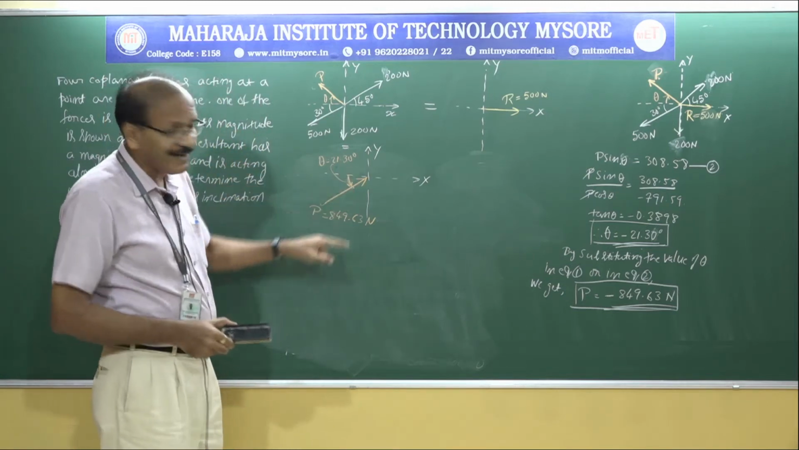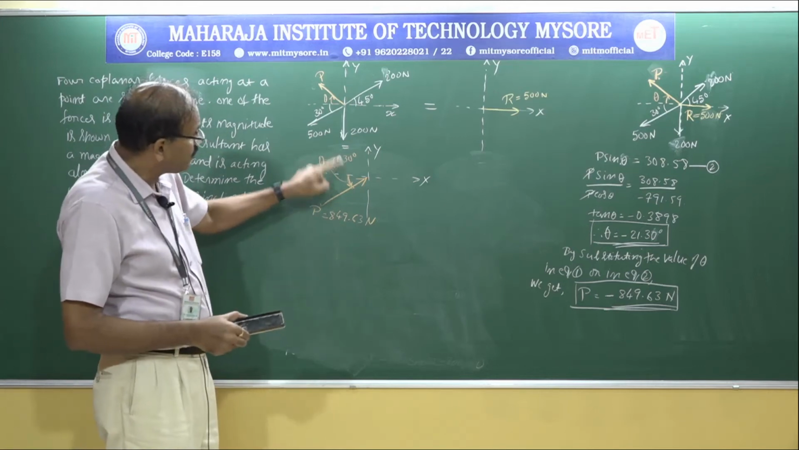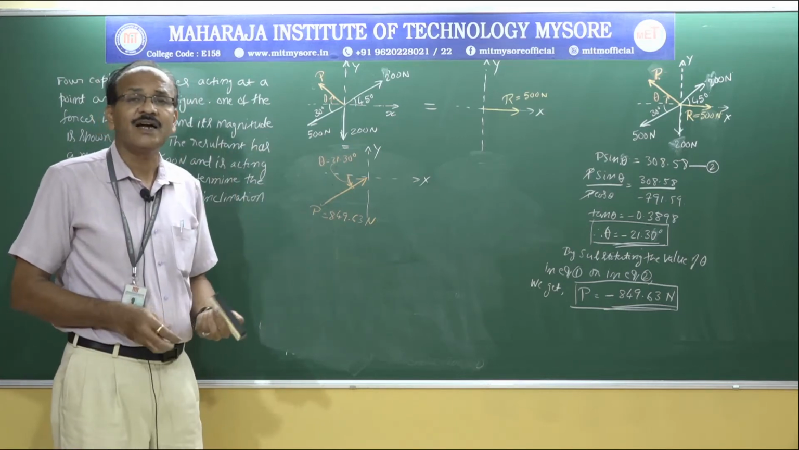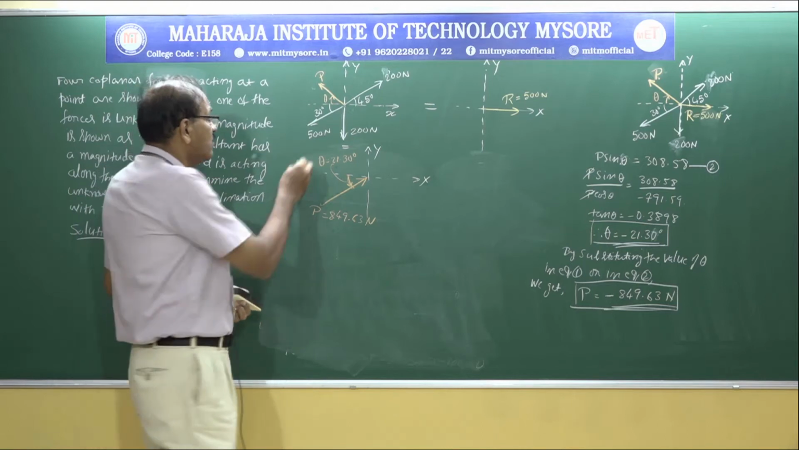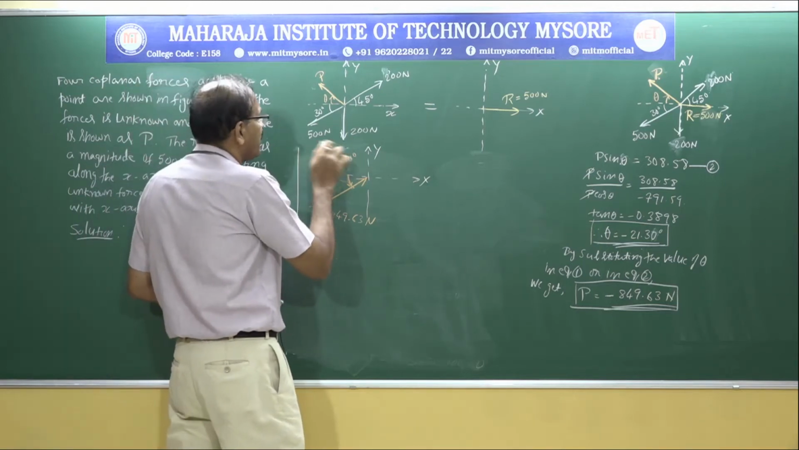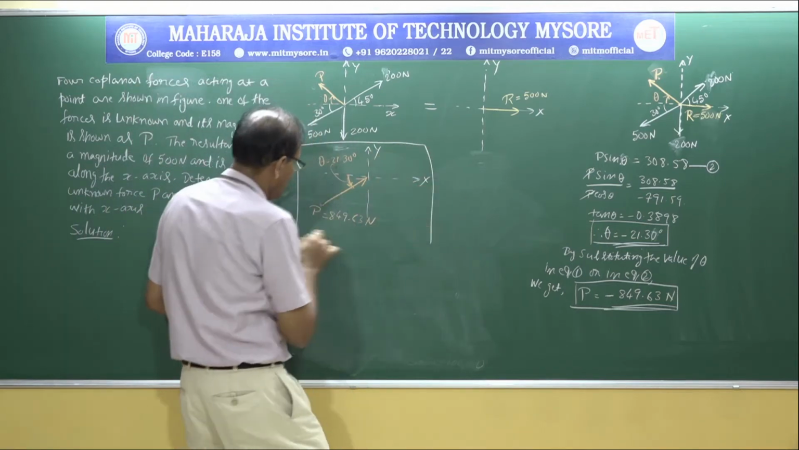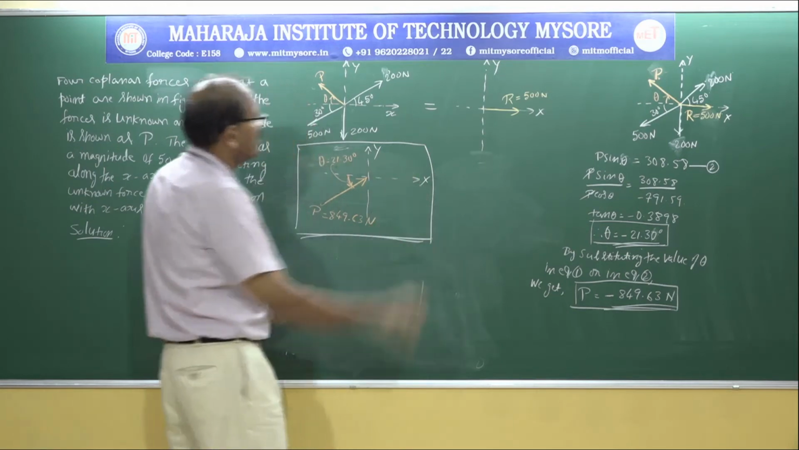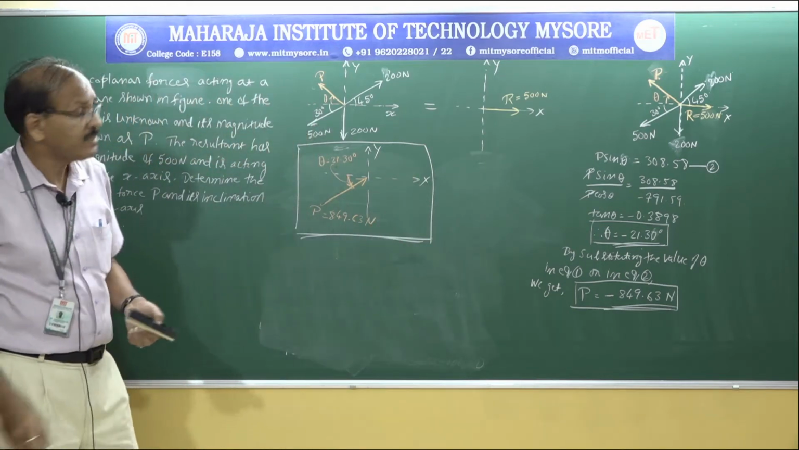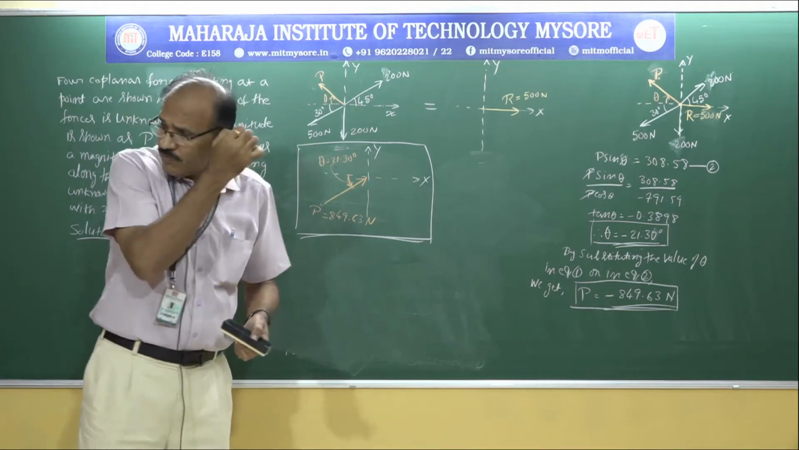The directions are corrected now. So simply show the numerical values of theta and P. This should be your final answer when you express it. I hope this is clear. So let us go with the next problem.